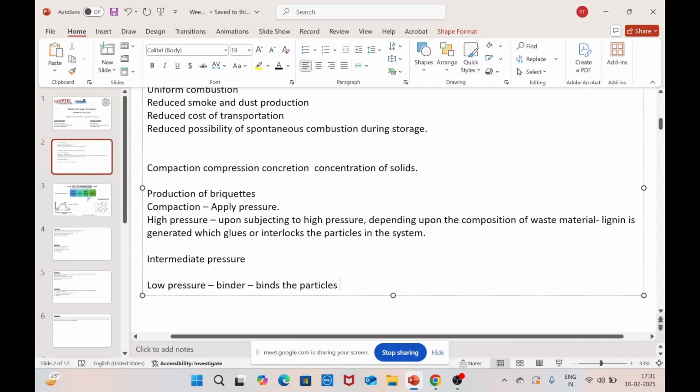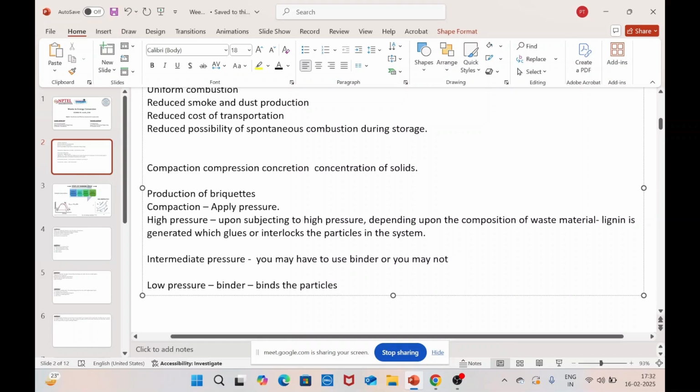Depending upon the pressure, we need to look at whether a binder is required or not. That is what comes in the case of intermediate pressure. With intermediate pressure, you may have to use a binder, or you may not. That depends upon how much pressure you apply on the system, whether that pressure is enough for it to interlock by itself, or whether it requires an additional or external binder. But in case of low pressure, it becomes compulsory that we use a binder.